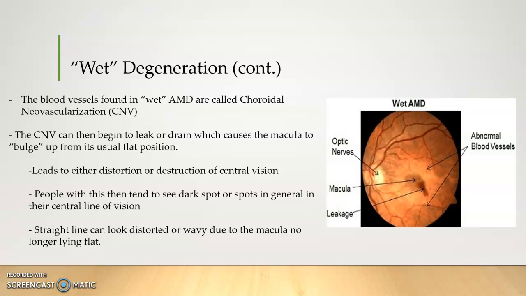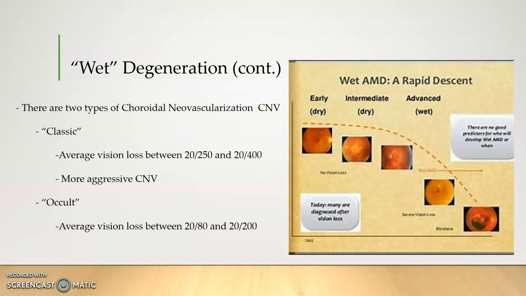People with this tend to see dark spots or spots in general in their central line of vision. A straight line can look distorted or wavy due to the macula no longer lying flat. And so in the picture, you can see the abnormal blood vessels with the arrows, and you can see where the macula is. And it's not as yellow as the dry degeneration looks. This is more of a milky-ish color.